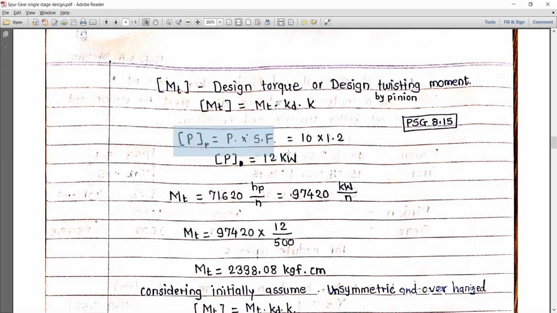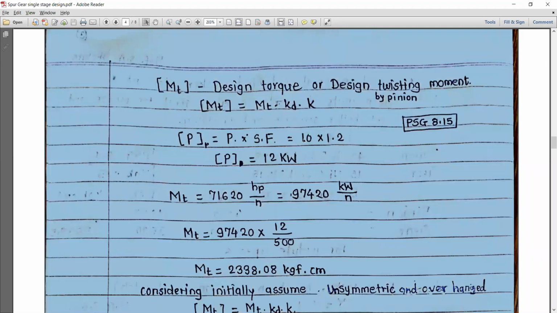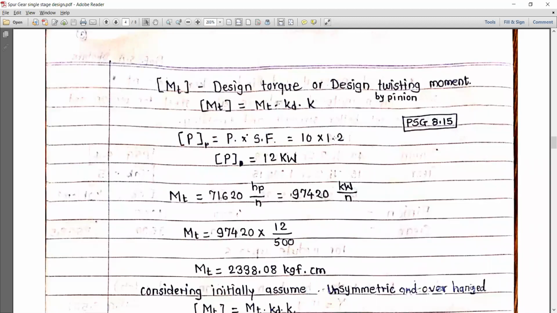Then we have added a service factor to the given power. 10 kilowatt power दिया है, उसके लिए हमने service factor लिया 1.2. ठीक है, तो हमारा हो गया design power initial. एक power के बारे में हम बोल रहे हैं, अभी torque के बारे में नहीं बोल रहे. तो design power is equal to 12 kilowatt.